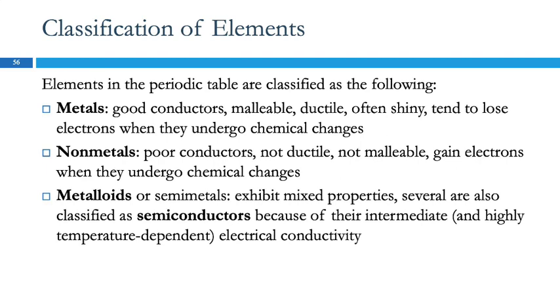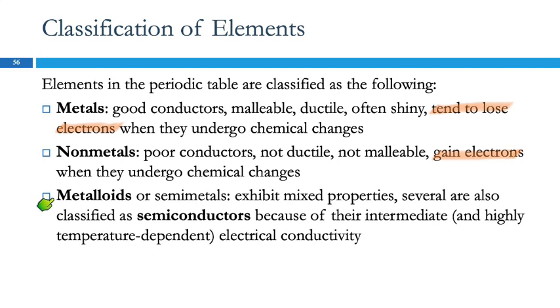Metals are often shiny, tend to lose electrons when they undergo chemical changes. And that's the most important feature for our purposes. They tend to lose electrons. The nonmetals are kind of the same properties of metals, but opposite, because these are the not metals, right? So metals are good conductors, nonmetals are poor conductors. They are not ductile, they're not malleable, and they gain electrons when they undergo chemical changes.